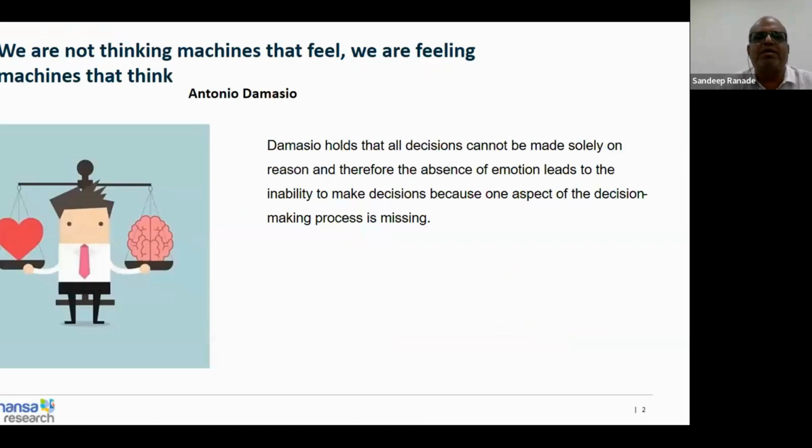I will start from a quote, and we all know this, by a big neurophysicist called Antonio Damasio, where he says, "We are not thinking machines who feel, but we are feeling machines that think."